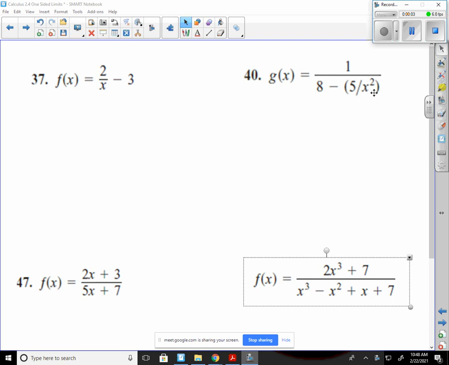All right, I'm going to get started going over some more examples of taking limits at infinity. Again, all these problems will be as x approaches infinity or negative infinity. In both cases, it's usually about the same.